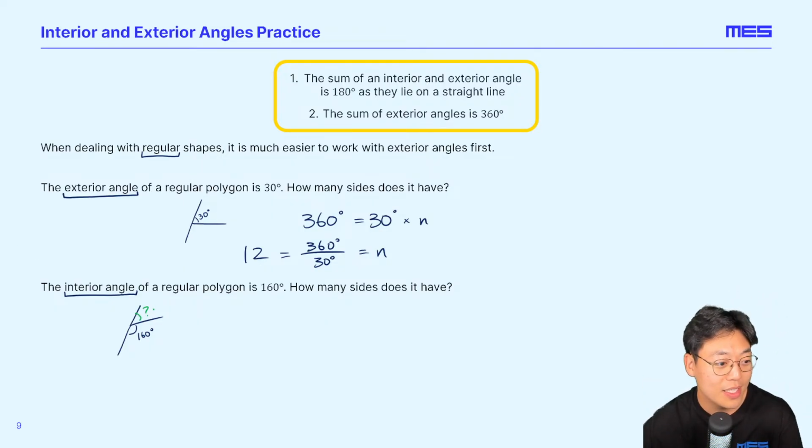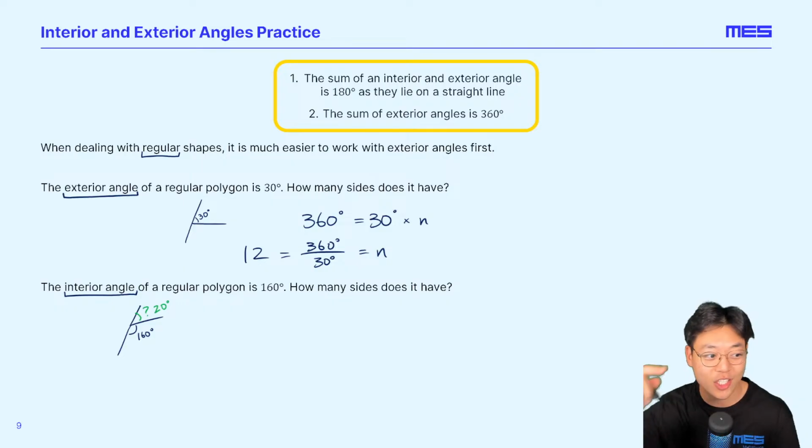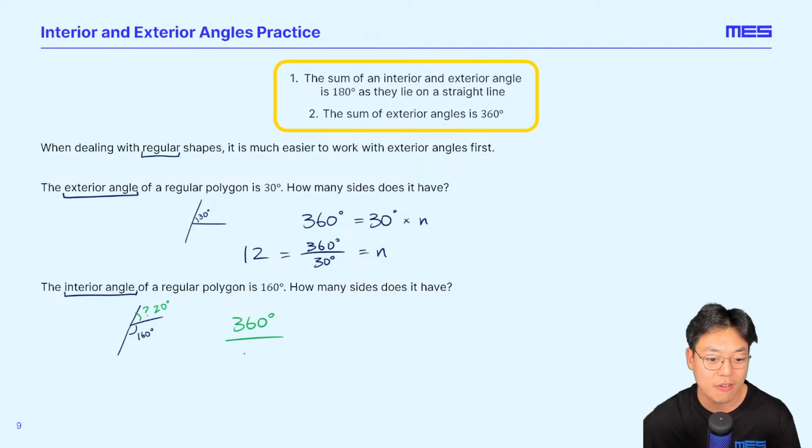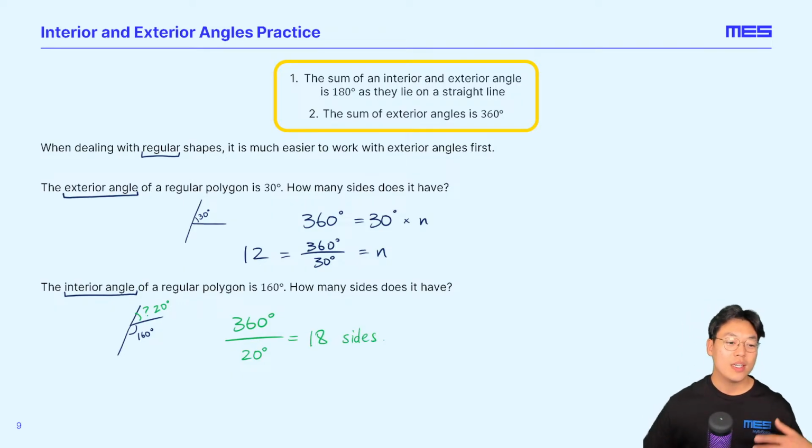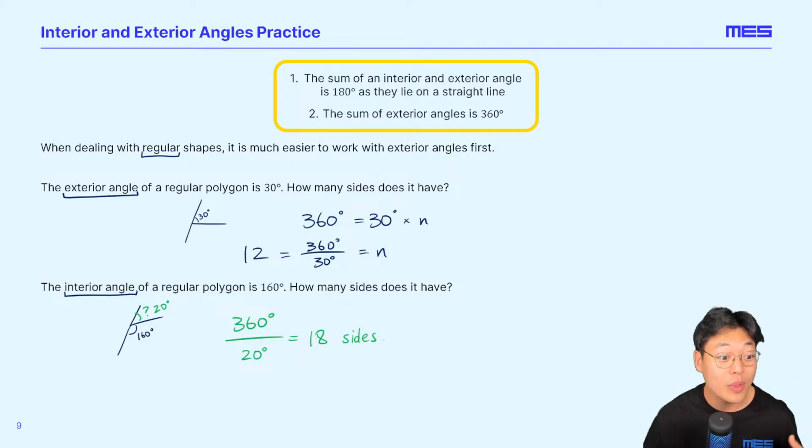So what's the degree measure here? 20 degrees, right? 160 plus 20 is 180. Chiyoung, great guess. So now we have our exterior angle. I can take the sum of all exterior angles and divide by 20 degrees, our one exterior angle, and that gives me 18 sides. So a regular polygon with an interior angle of 160 degrees will have 18 sides.